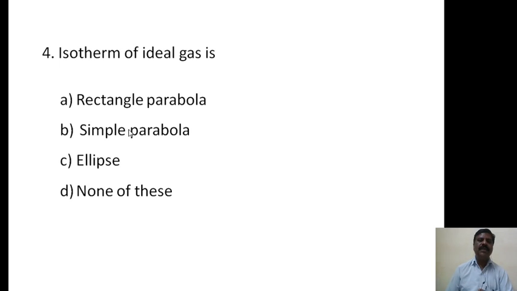A option is the right option for this question because the isotherm of an ideal gas is always a rectangular parabola. Therefore, A option is the right option.